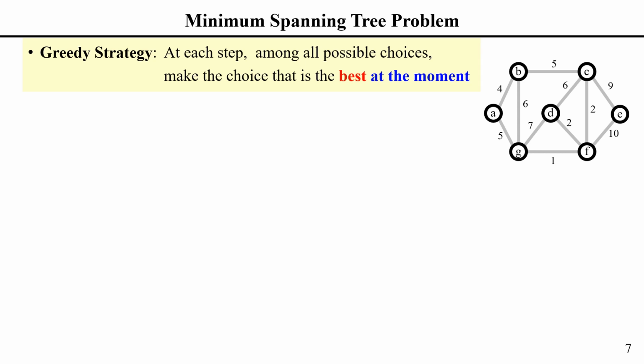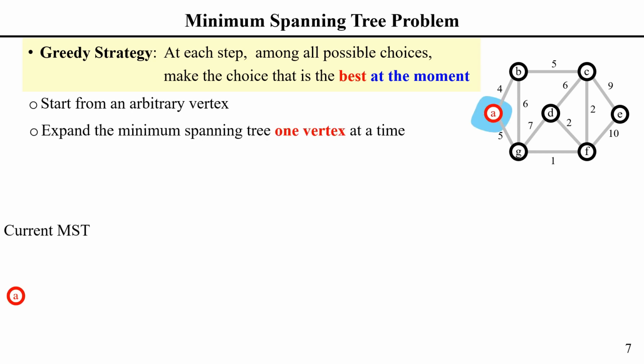Back to this minimum spanning tree problem, we're going to learn a specific greedy strategy called Prim's algorithm. In the future, we can prove Prim's algorithm actually finds the optimal solution, but for now, let's just learn how it works with this example. The strategy goes like this. We'll start from an arbitrary vertex, let's say vertex A, as the current minimum spanning tree. Next, we expand the minimum spanning tree 1 vertex at a time until we span the graph.